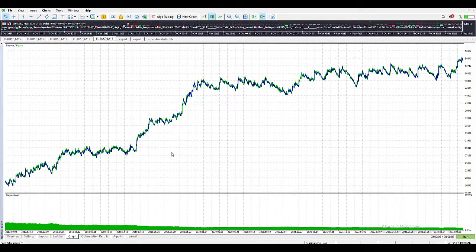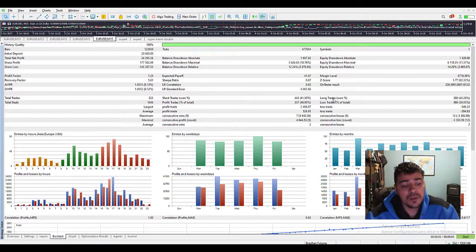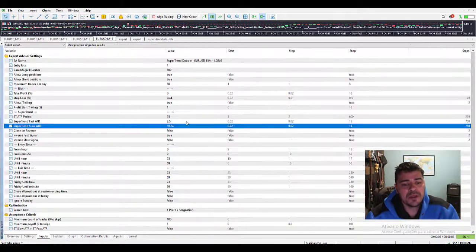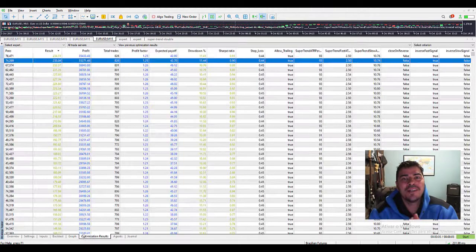It's a very good equity line. The backtest results are good too. And try it by yourself, man. Try it, optimize this system for other markets, and I am very sure you will find amazing equity curves.